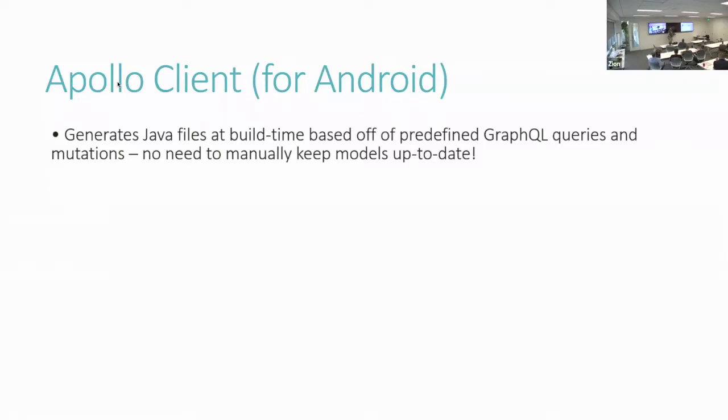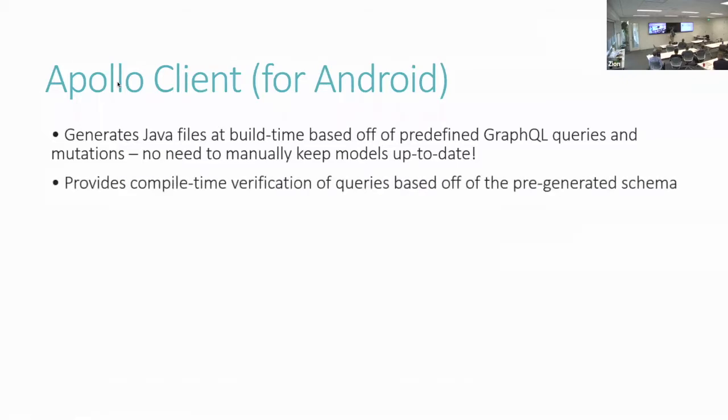So yeah, it's kind of a mess. And GraphQL, it generates your models for you. So it's a lot nicer, keeps things much more consistent between backend and your Android app. So it provides compile time verification of queries based off of the pre-generated schema.